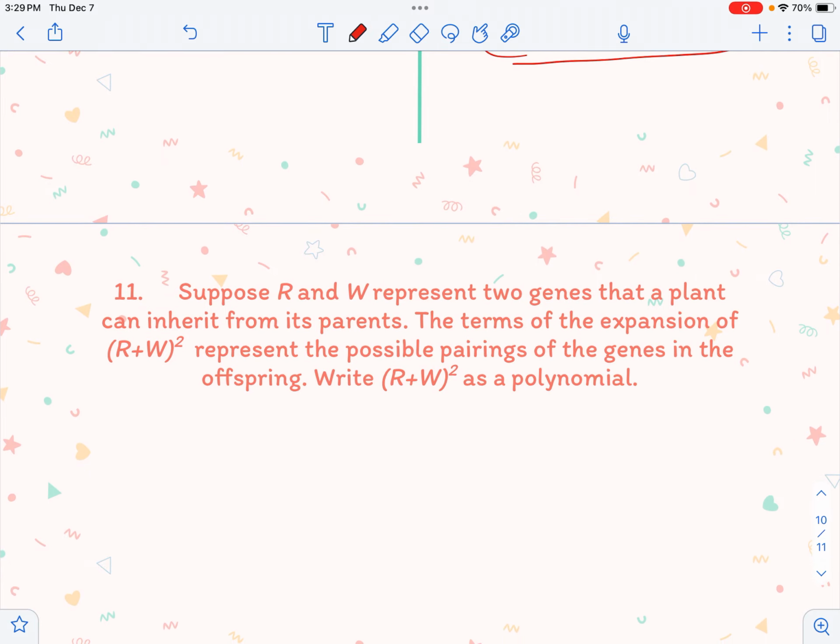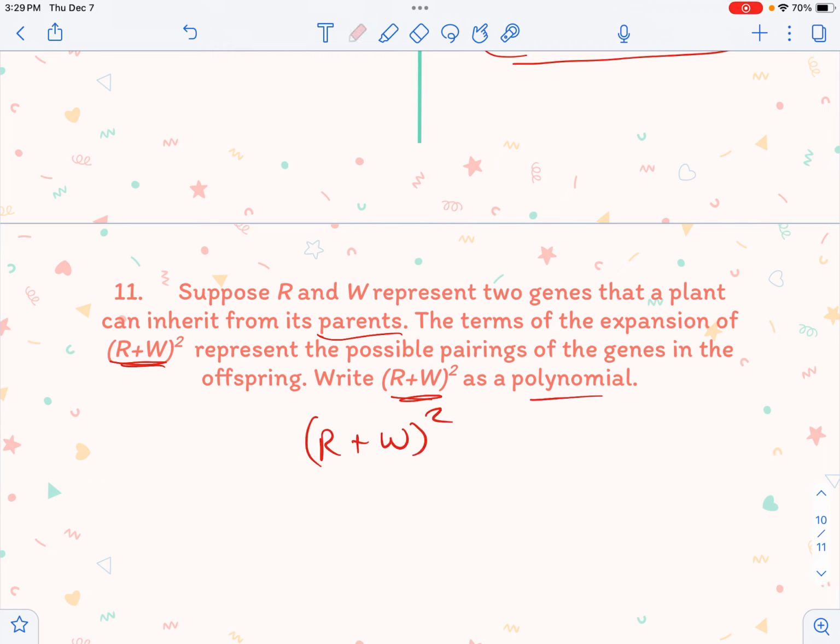Suppose R and W represent 2 genes that a plant can inherit from its parents. The terms of the expansion of (r plus w) squared represents the possible pairings of the genes in the offspring. So write (r plus w) squared as a polynomial. So they want us to multiply this out. (R plus w) squared.